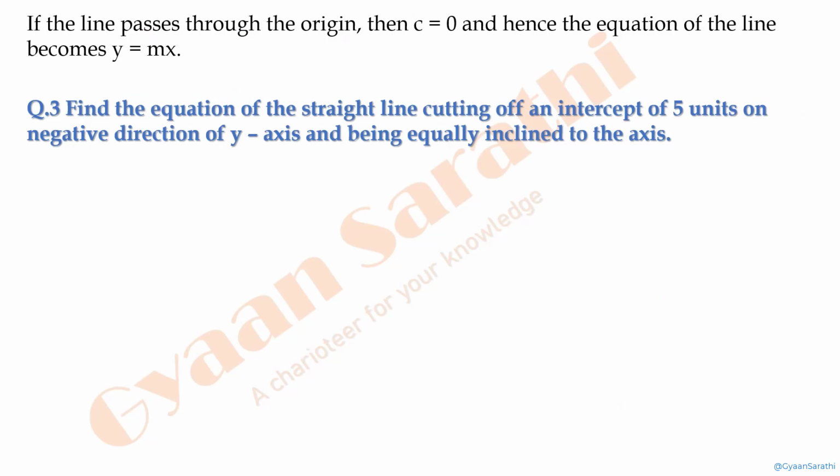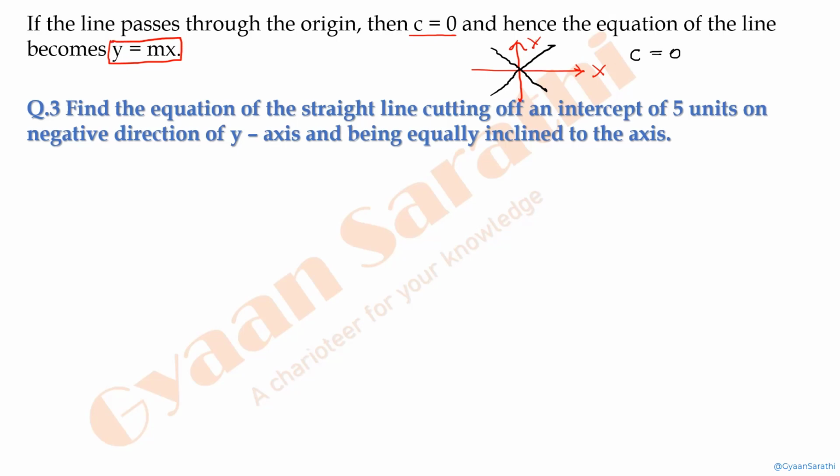Okay, let's move ahead. Now, if the line passes through the origin, then c is equal to 0. This means that if the line is passing through the origin, we do not have any y-intercept. Let me draw and explain this. So this is the x-axis and this is the y-axis. A line passing through the origin would be like this, or like this, and hence both the lines do not have any y-intercept, and therefore c is equal to 0. Such a line will have equation of the form y is equal to mx.